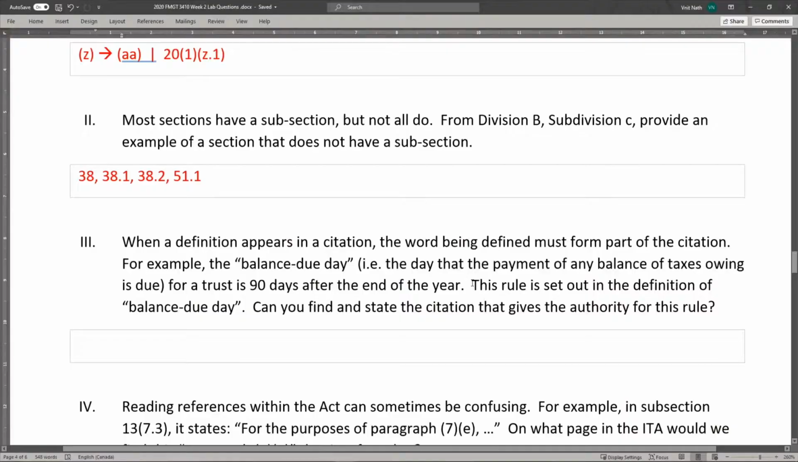So how would we cite this rule? Well, let's go back to the question. We are told that this rule is set out in the definition of balance due day. That means we are being told that the rule will be found in the definition of the term. So can you find and state the citation that gives authority for this rule? In other words, we were told what a rule was, and now we are being asked to go and find the rule and then cite it so someone else could go and find it. Think of it as an audit trail if you want.